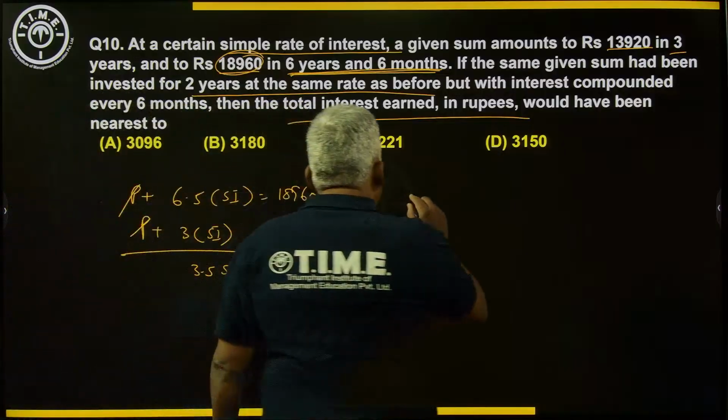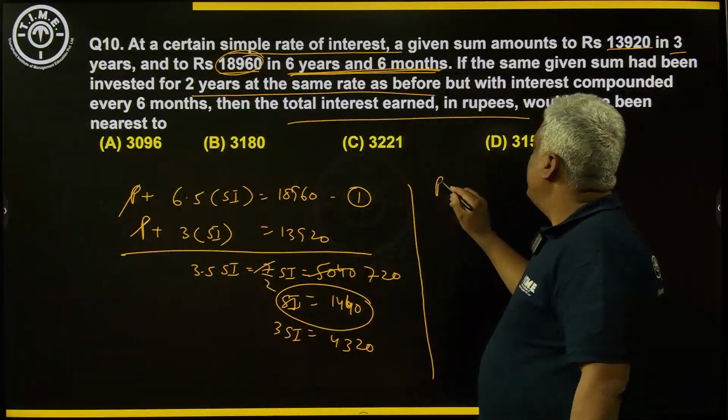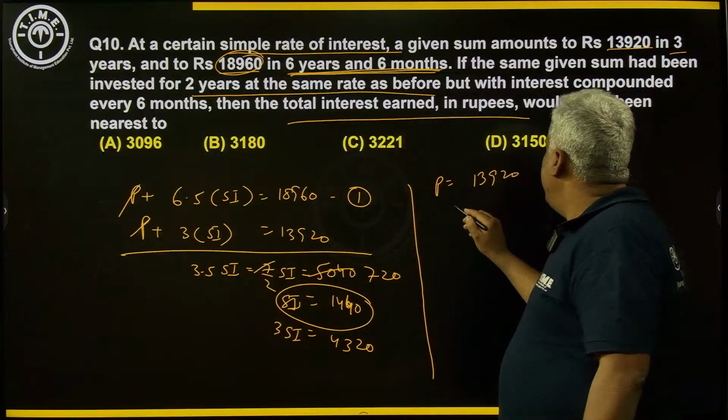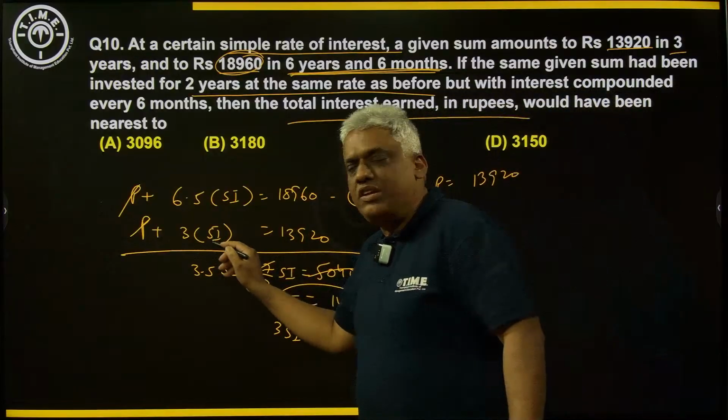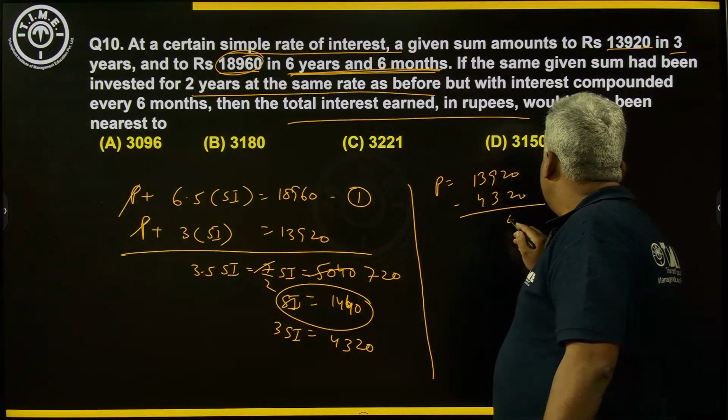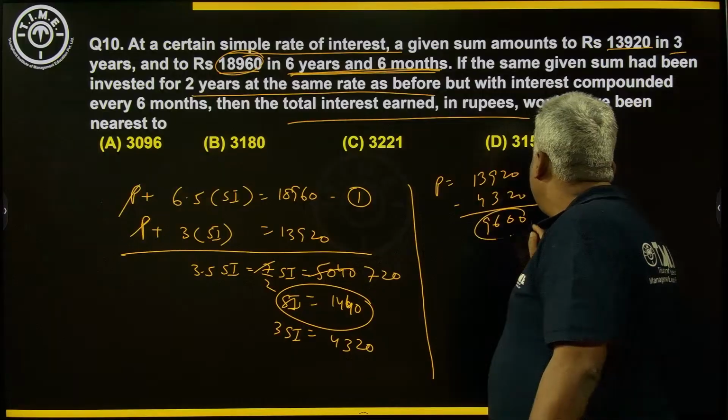Now you see that we can find the principal. So principal is from 13,920, we can subtract interest for 3 years, that is 4320, right? So this is 0 0, this is 6, 9600, right?